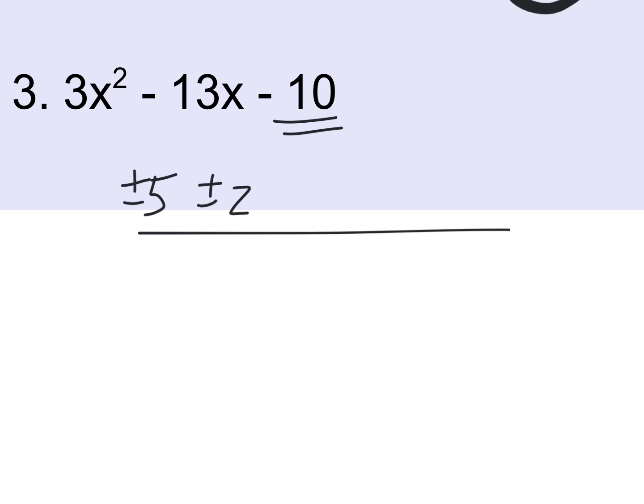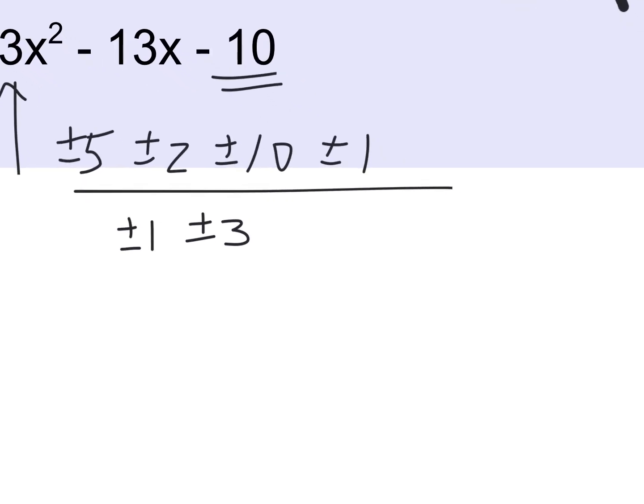These can be in any order you want. Vaughn, give me another combo that makes 10. 10 and 1. Plus and minus 10, plus and minus 1. Is there any other combos that make 10? Nope. Then the 3. What are the factors of 3? Just 1? Oh, no, it's 1 and 3. 1 times 3 makes 3, right? So those are the 2 factors.